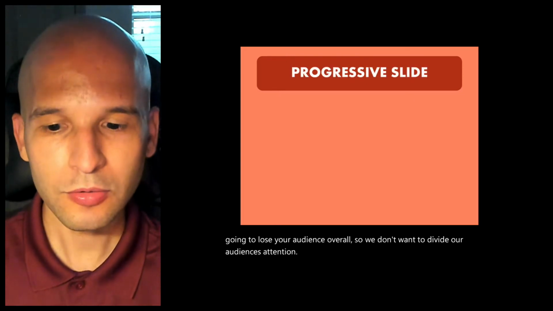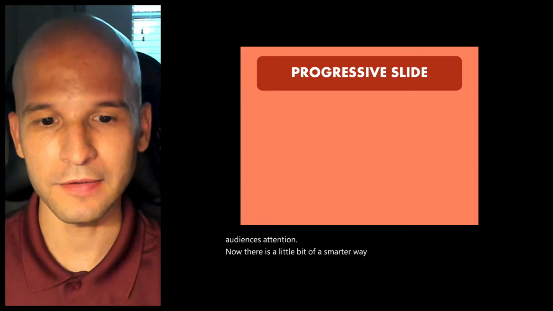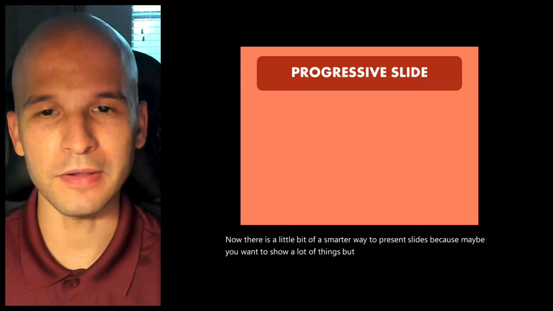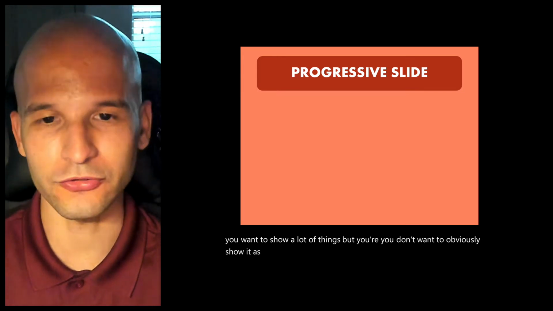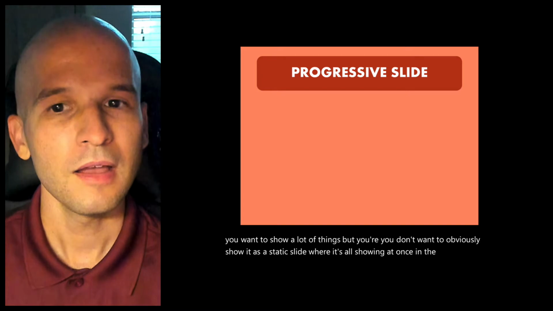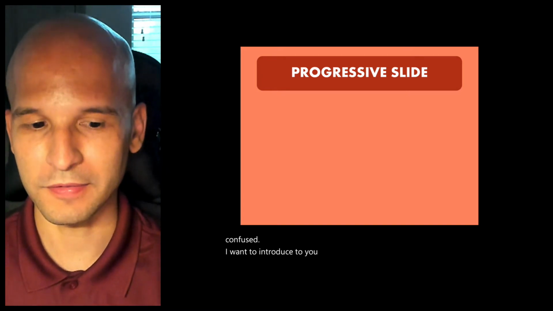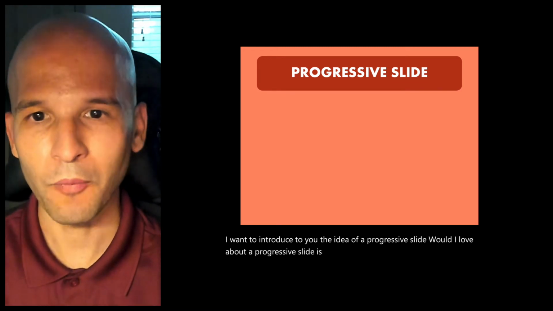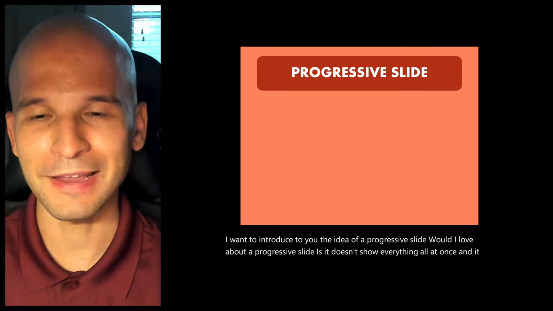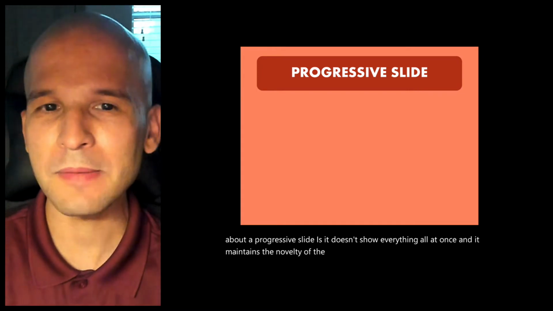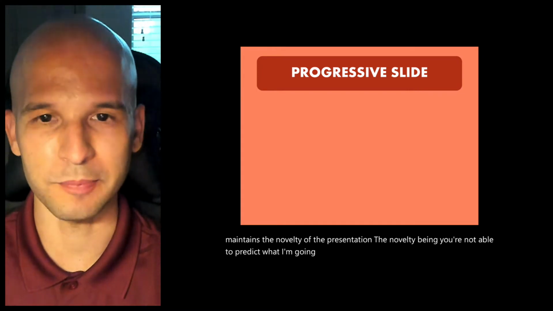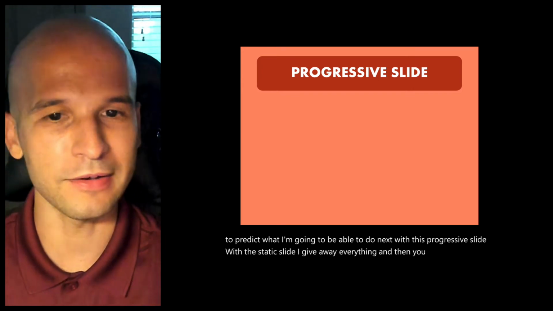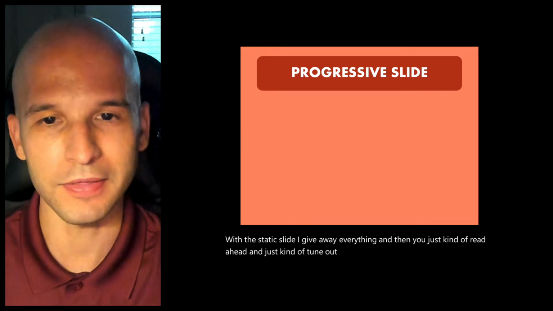Now, there is a smarter way to present slides, because maybe you want to show a lot of things, but you don't want to show it as a static slide where it's all showing at once and the audience is confused. Well, I want to introduce to you the idea of a progressive slide. What I love about a progressive slide is it doesn't show everything all at once, and it maintains the novelty of the presentation. The novelty being you're not able to predict what I'm going to do next with this progressive slide. With the static slide, I give away everything, and then you just read ahead and tune out the speaker because you've already read everything.